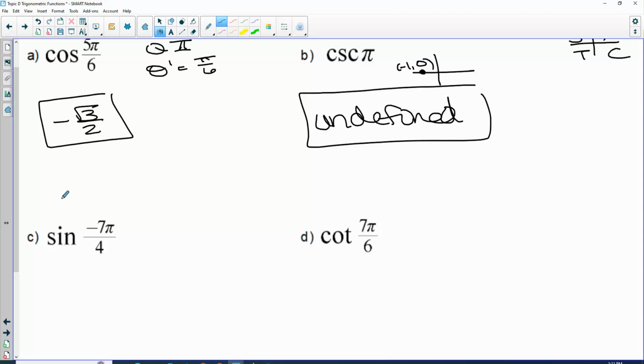Alright, -7 pi/4. What do we do when we have negatives? Gotta add 2 pi. So 2 pi is like 8 pi/4 plus -7 pi/4 is pi/4. So that's just pi over 4, 45 degrees.